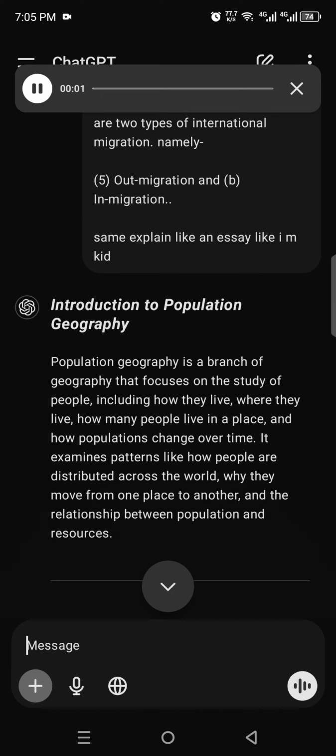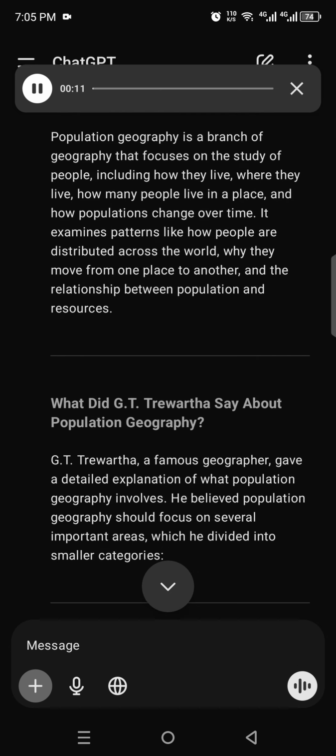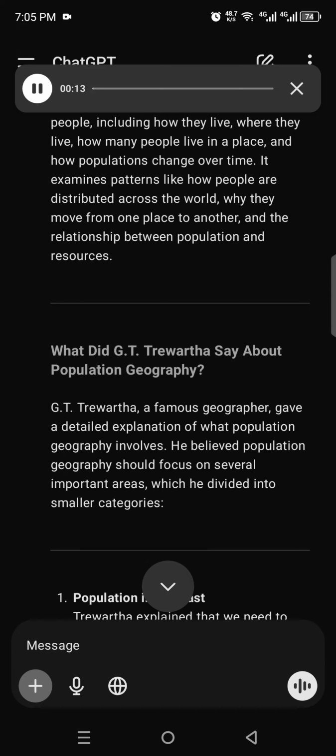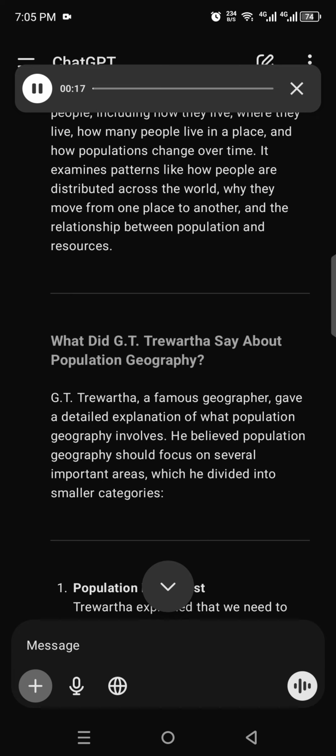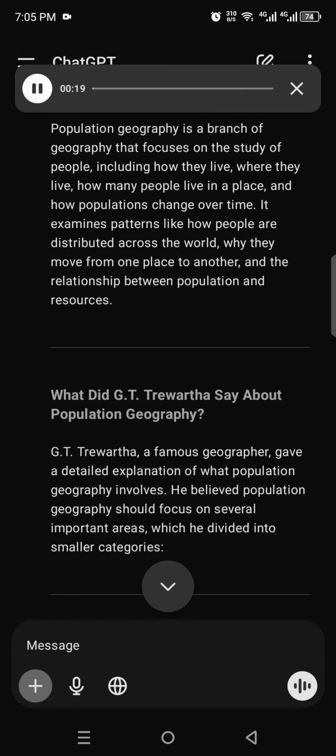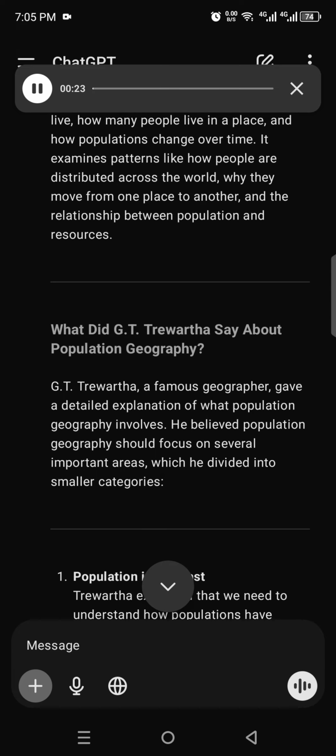Introduction to Population Geography. Population geography is a branch of geography that focuses on the study of people, including how they live, where they live, how many people live in a place, and how populations change over time. It examines patterns like how people are distributed across the world, why they move from one place to another, and the relationship between population and resources.